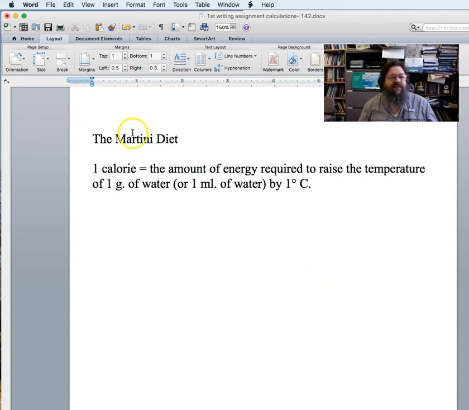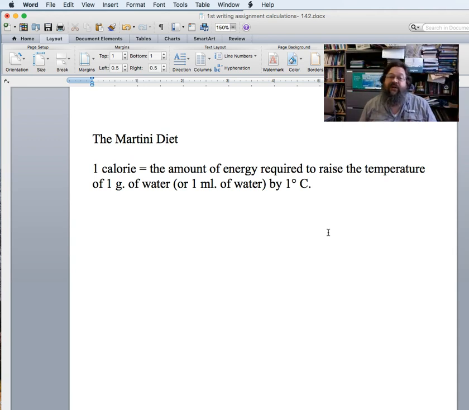Now, the reason I have this page labeled the Martini Diet is that I found years ago a description of what was called the Martini Diet. It was supposed to be a way of losing a lot of weight, and it was based on the fact that a martini is consumed cold. You have ice in it. And if our bodies are to maintain a constant temperature, we have to warm up anything that we eat or drink to body temperature, and that requires energy in order to do.